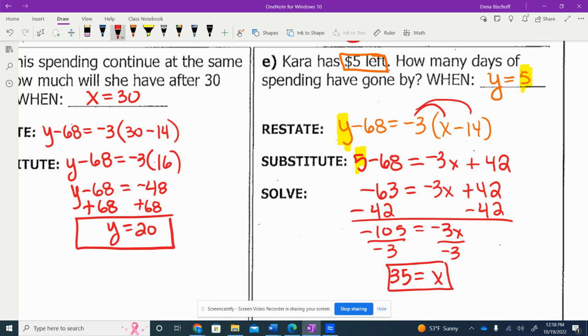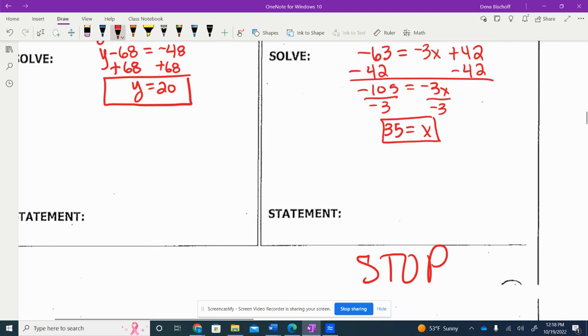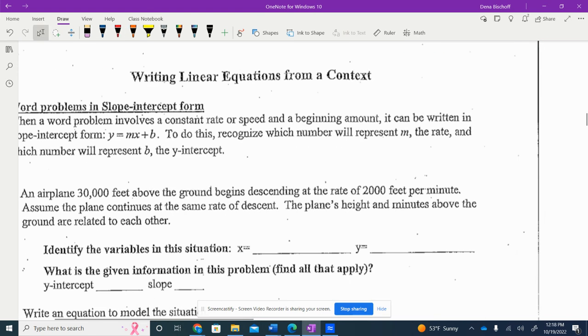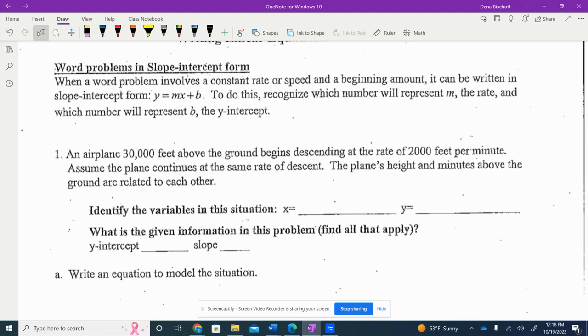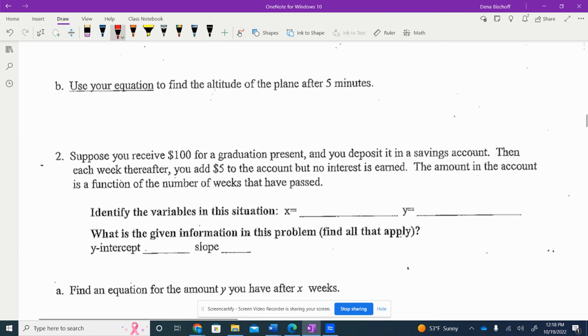Questions? Okay. So let's talk about what homework is. Question number 1. It says that this plane is descending. What does that mean? Your slope is going to be positive or negative? Yeah, you're going to have negative slope. Descending means it's going down. Question number 2. You're adding $5 to your account each week. Is your slope going to be positive or negative? Positive.